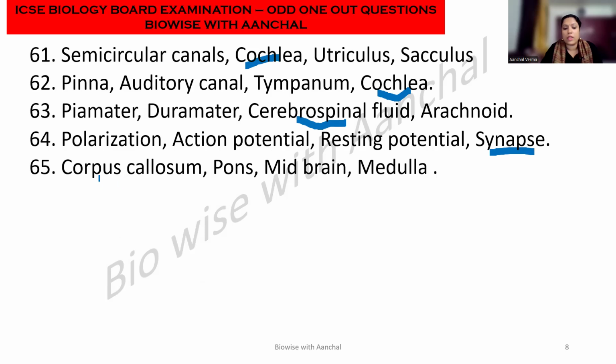Now here, corpus callosum, because the rest are all parts of the brain stem, right? They're all the components of the brain stem. Corpus callosum is a hard fibrous tissue present between the two hemispheres, which connects the two hemispheres.